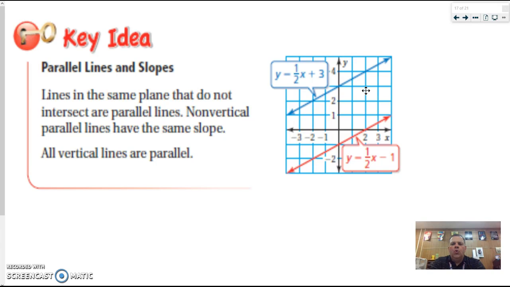So if I have 2 vertical lines, one at 2 and one at 4, we know that those are parallel due to our definition.